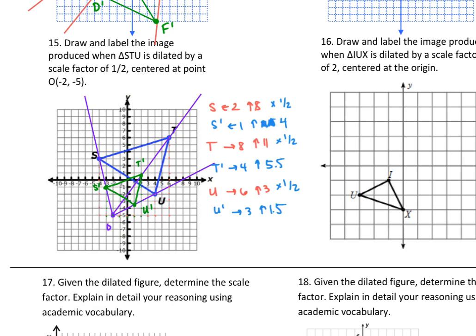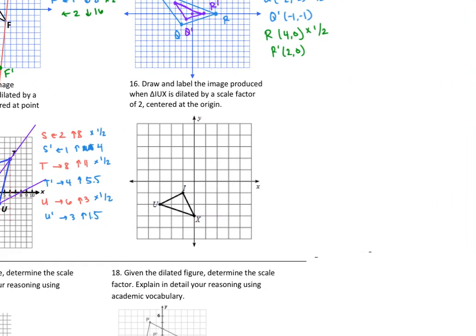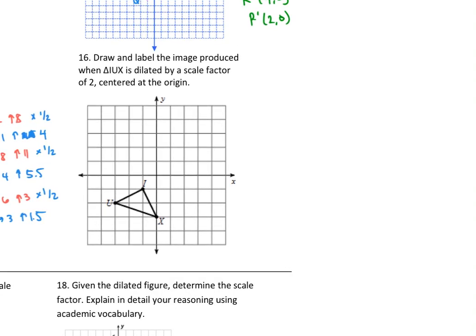So there's my new figure. All right, number 16, we're dilating at the origin. So again, what I'm going to do is I'm actually just going to write out my points. I is -1, -1. U is -3, -2. And X is 0, -3. And since I'm dilating from the origin with a scale factor of 2, that means I could just multiply these coordinates by 2. It's going to get me my new points.